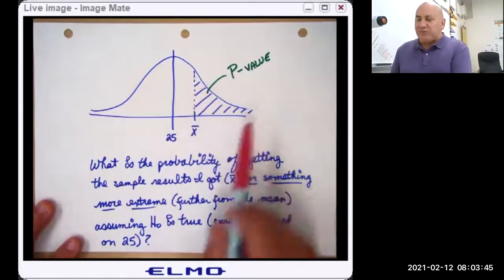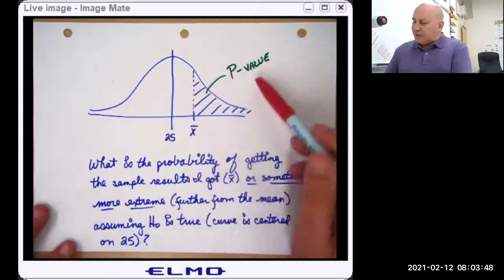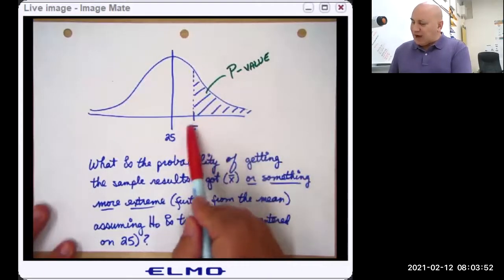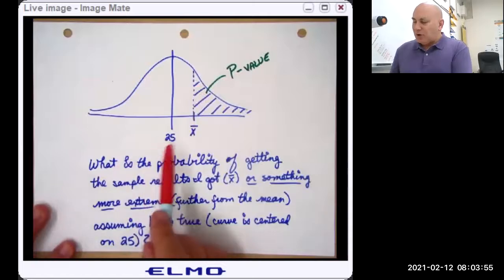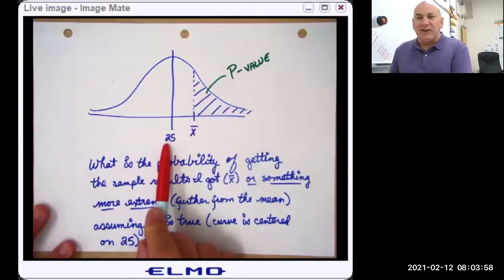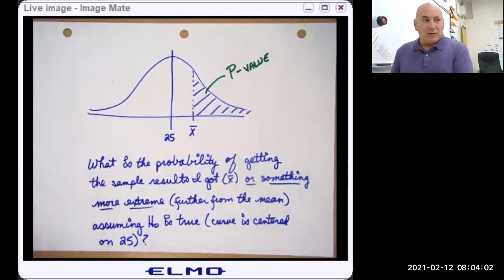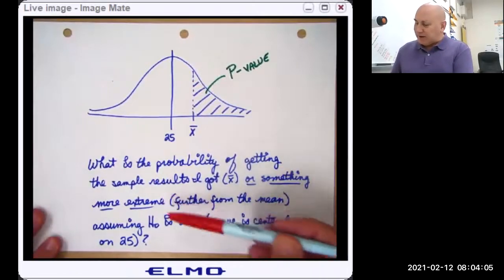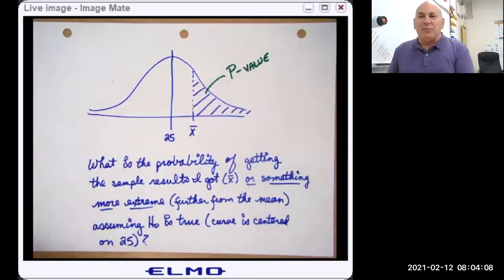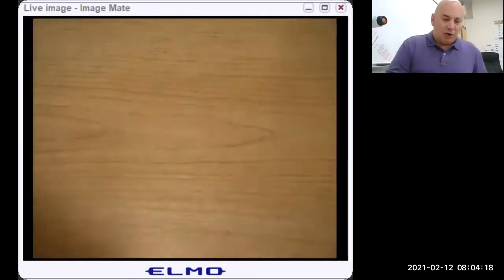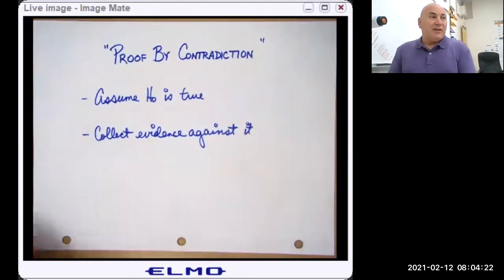It's this area under the curve. This area is my p-value. This is the probability of getting the results I got or something more extreme, assuming the curve is centered where it says it's centered in the null hypothesis. You must know these three points of a p-value. It's the probability of getting the results you got or something more extreme, assuming the null hypothesis is true. So what we're doing in these hypothesis tests is really a proof by contradiction. We're assuming the null hypothesis is true, then we're gathering mathematical evidence against it.